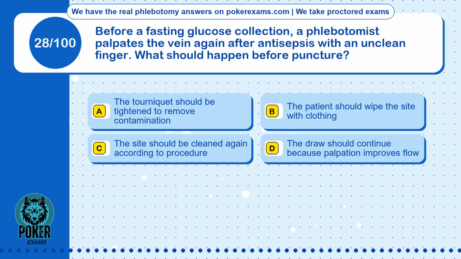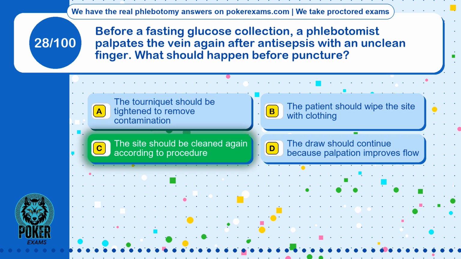Question 28. Before a fasting glucose collection, a phlebotomist palpates the vein again after antisepsis with an unclean finger. What should happen before puncture? Option A. The tourniquet should be tightened to remove contamination. Option B. The patient should wipe the site with clothing. Option C. The site should be cleaned again according to procedure. Option D. The draw should continue because palpation improves flow.